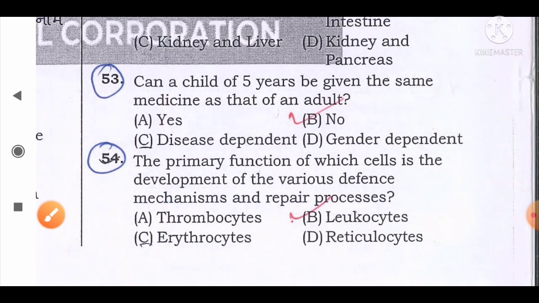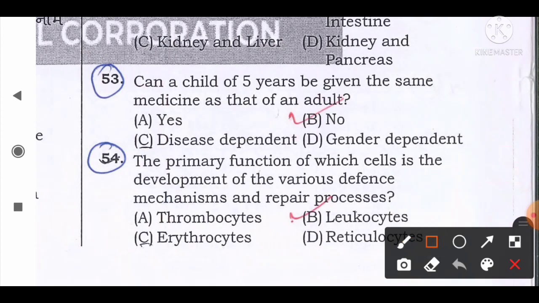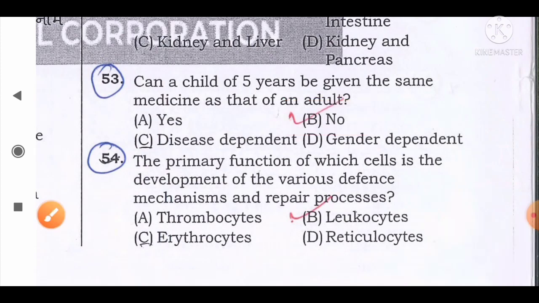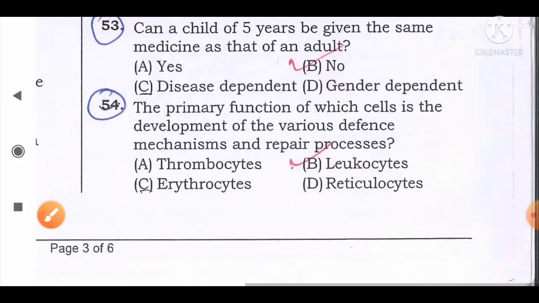Move to the next question, number 53. Can a child of 5 years be given the same medicine as that of an adult? Option A. yes, B. no, C. disease dependent, D. gender dependent. And the correct answer for this question, it is no. A child of 5 years cannot be given the same medicine as that of an adult. So B. no is the correct answer for this question.